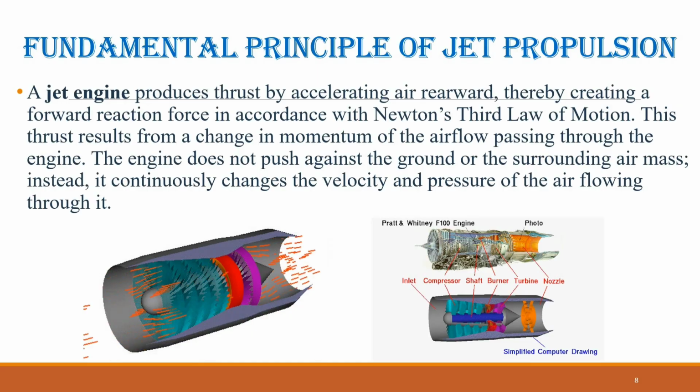Fundamental principle of jet propulsion. A jet engine produces thrust by accelerating air rearward, thereby creating a forward reaction force in accordance with Newton's third law of motion. This thrust results from a change in momentum of the airflow passing through the engine. The engine does not push against the ground or the surrounding air mass. Instead, it continuously changes the velocity and pressure of the air flowing through it.